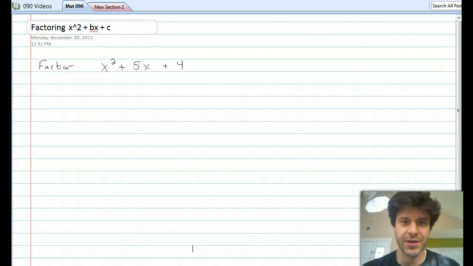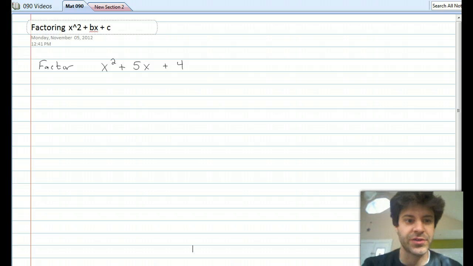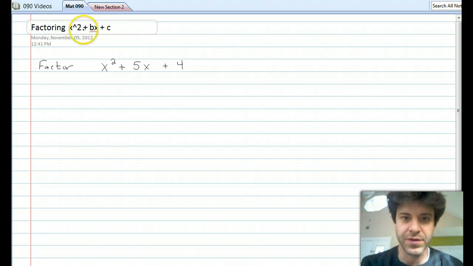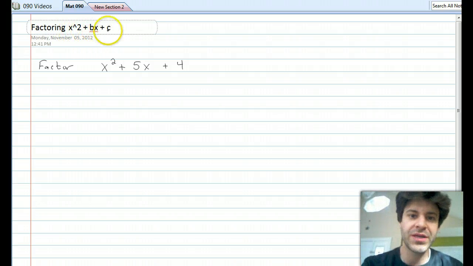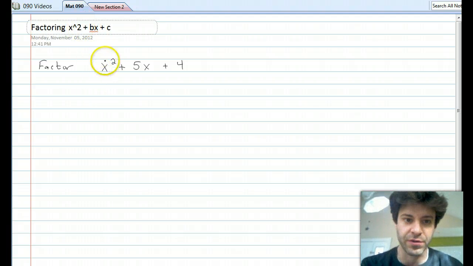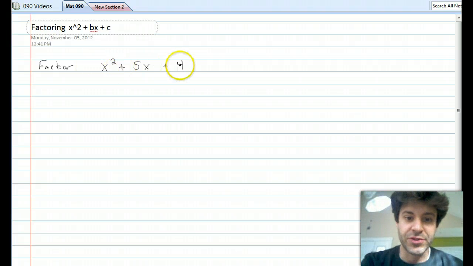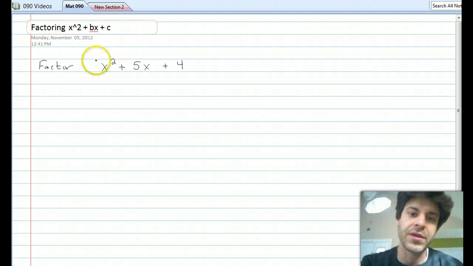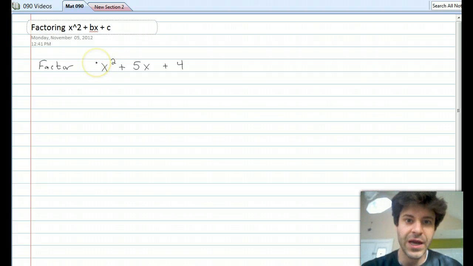In this video, we're going to be talking about factoring, and specifically about factoring trinomials of this form. What this form means is that we have a 1 as a coefficient in front of our x squared term. In the next video, we're going to be talking about factoring trinomials that don't have a 1 in front of this x squared term, and it's a little bit more complicated. But for now, we're just going to start with x squared plus 5x plus 4.